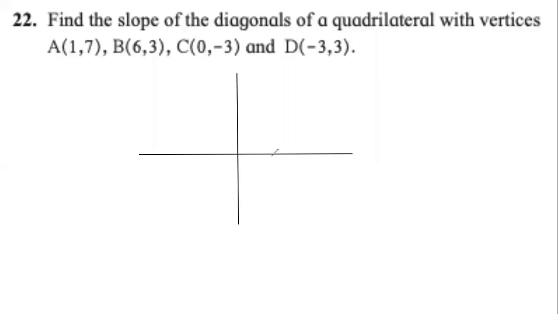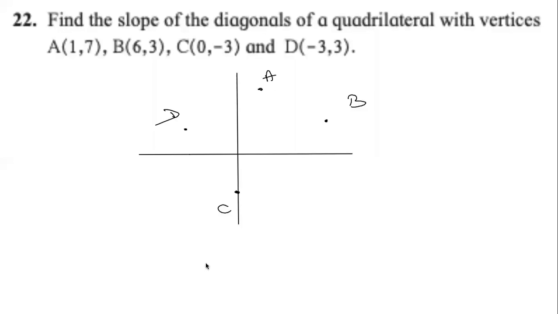First point A, 1, 7, it will be here. A. Second point 6, 3. So 6 and 3 somewhere here. B. Third point 0, minus 3. It will be somewhere here. This is C. D. Minus 3, 3. Somewhere here. D.